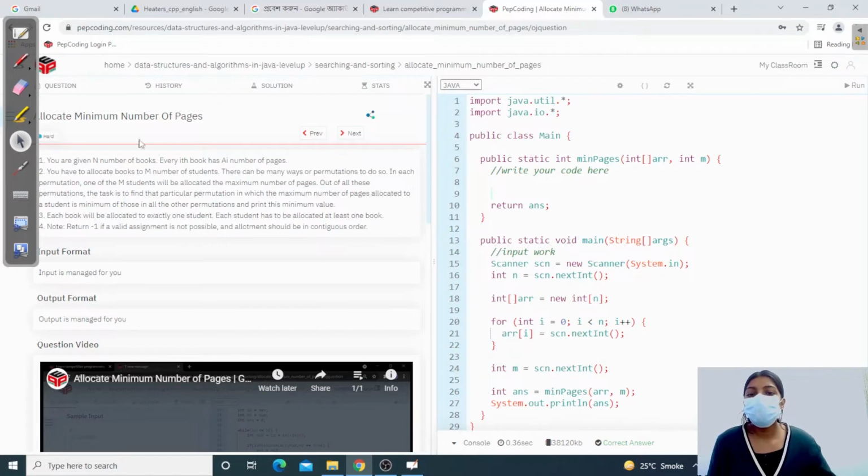So in this video, we are going to discuss our new question of the searching and sorting series, that is allocate minimum number of pages. So let's discuss what this question says. This question says that you are given n number of books. Every ith book has Ai number of pages.